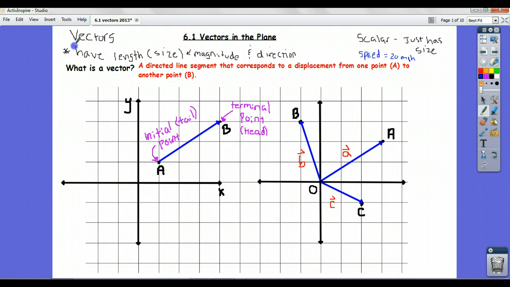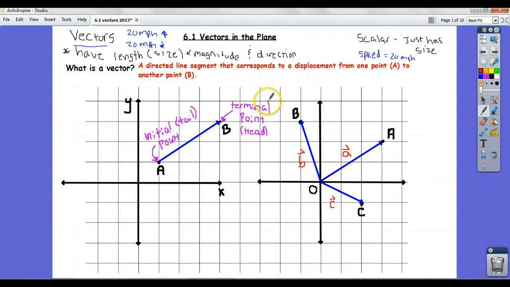However, as a vector, on the way up, it's going 20 miles per hour up, and on the way down, it's going 20 miles per hour down. Those are considered two different quantities when you describe them as vectors. Okay, so that's just one of many examples.